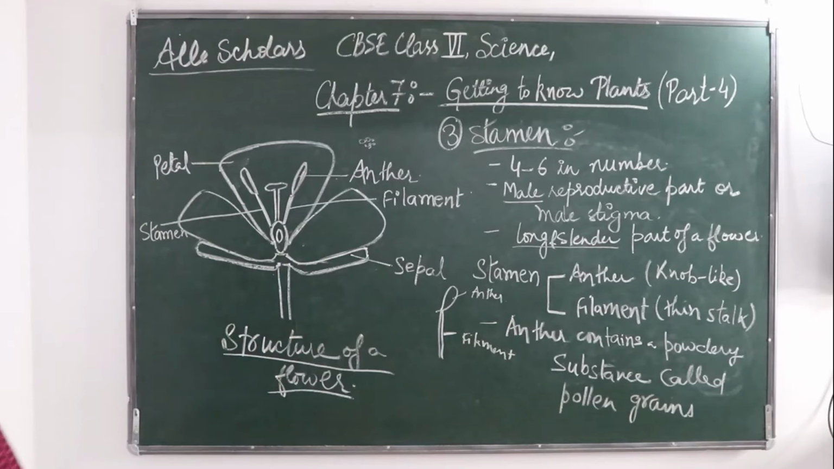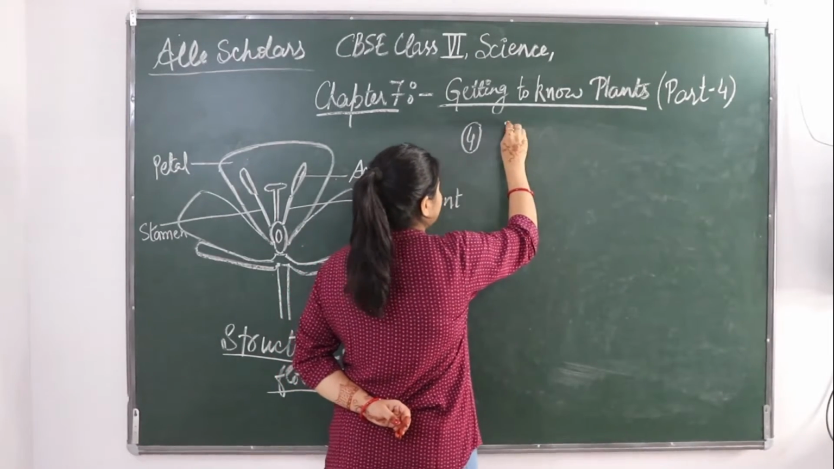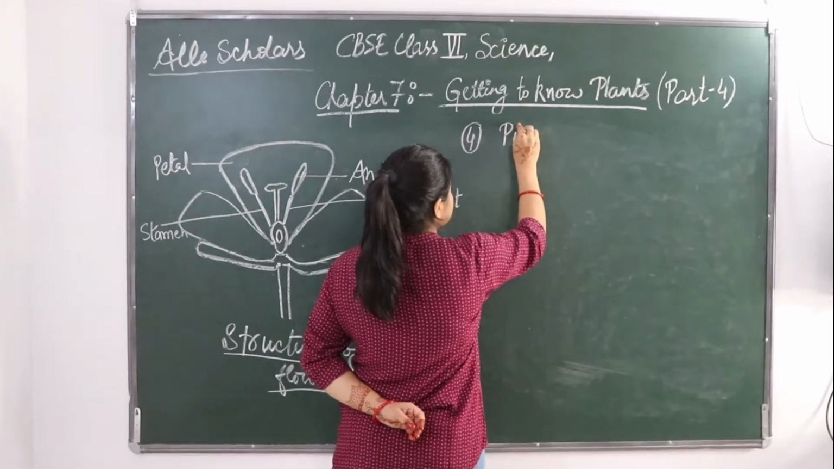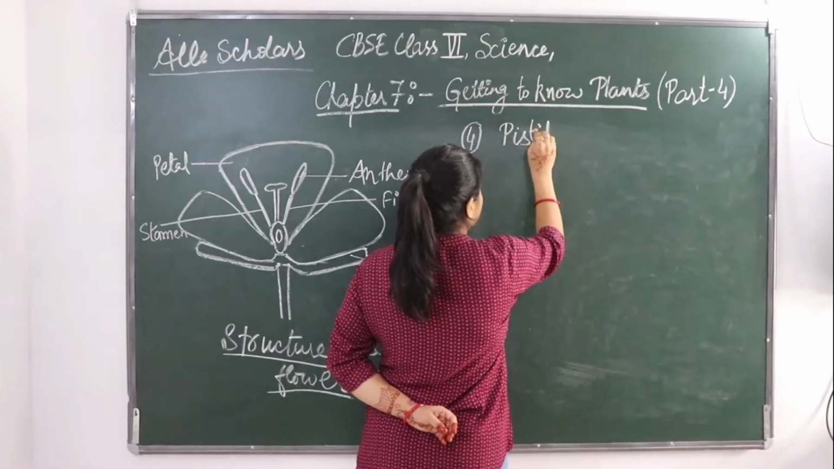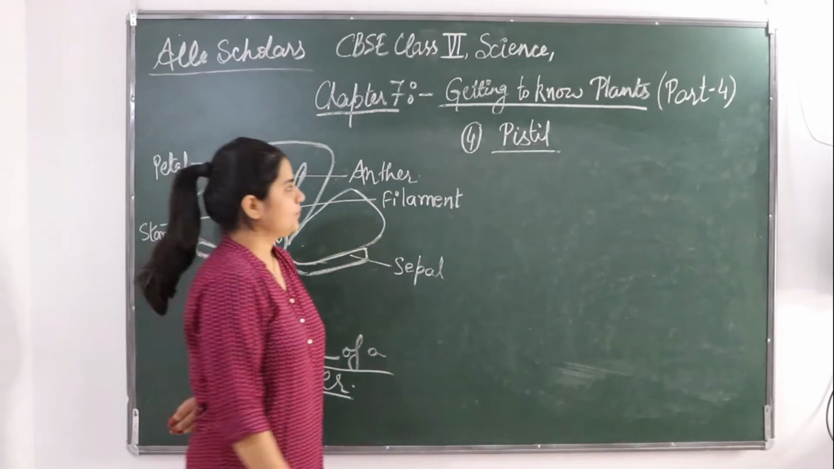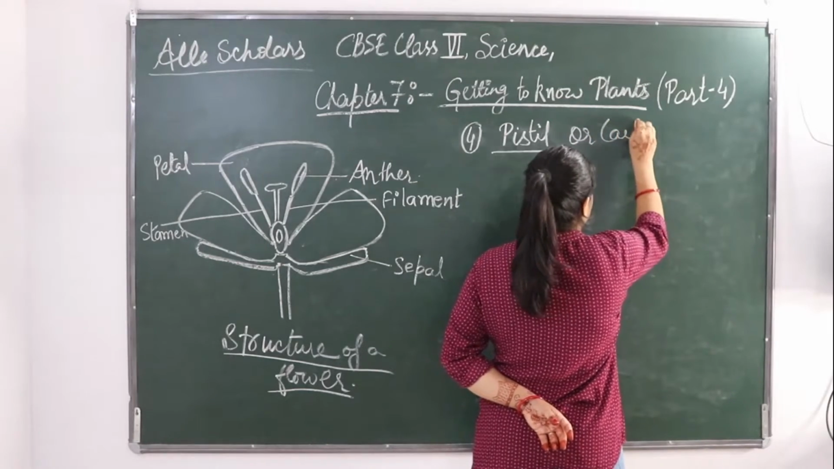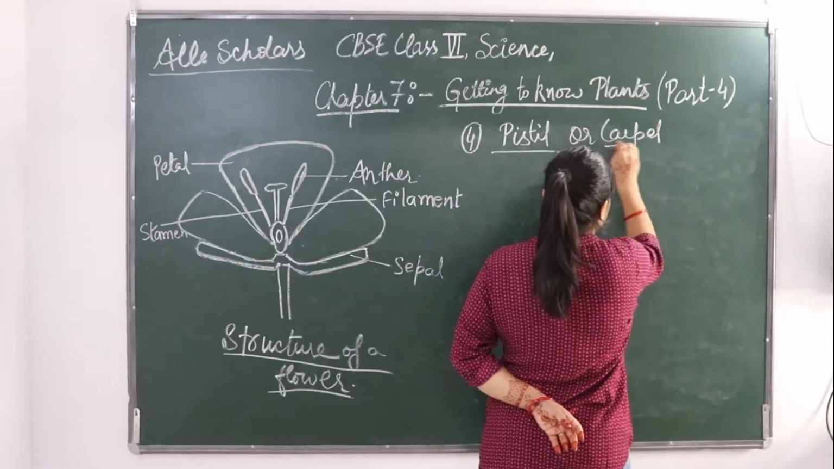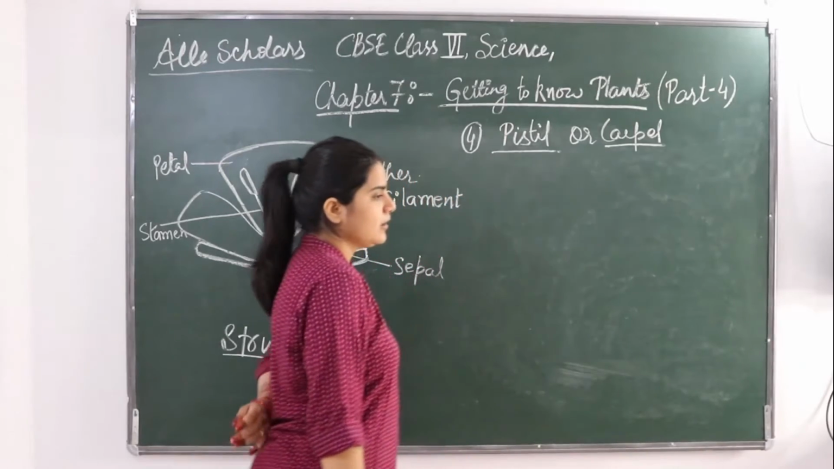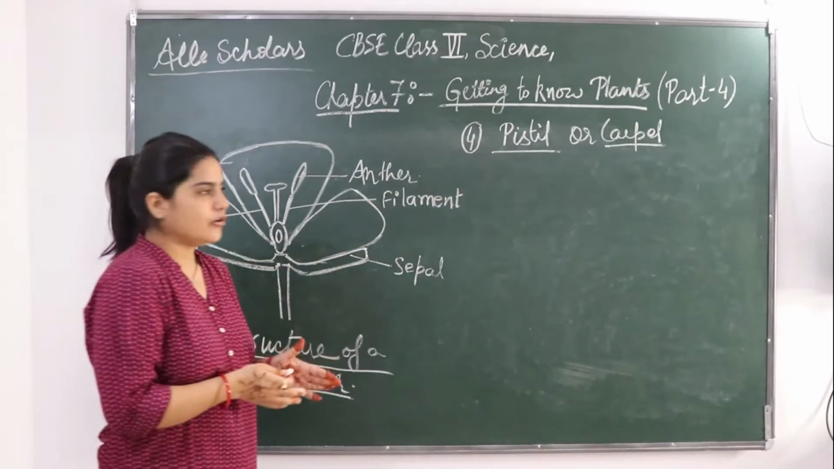Okay, and now we will be studying the pistil. So this was the male reproductive part. Next, the pistil is a female reproductive part. So the fourth part of a flower is the pistil. This pistil is also called a carpel. Okay, pistil or carpel.